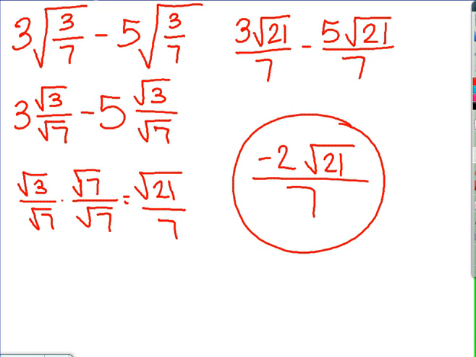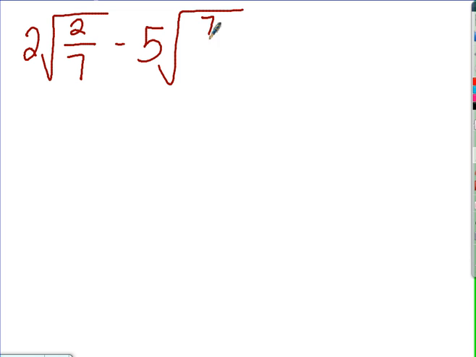All right, this next one, I want you to try on your own. We have 2 square root of 2/7 minus 5 square root of 7 halves. Okay? You want to write each numerator and denominator as separate square roots, rationalize the denominator, and then add or subtract by finding a common denominator. All right, go ahead and try that one. Pause the video if you need to, and hit play when you're ready to move on.